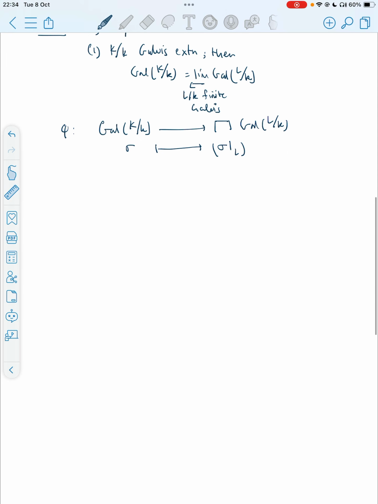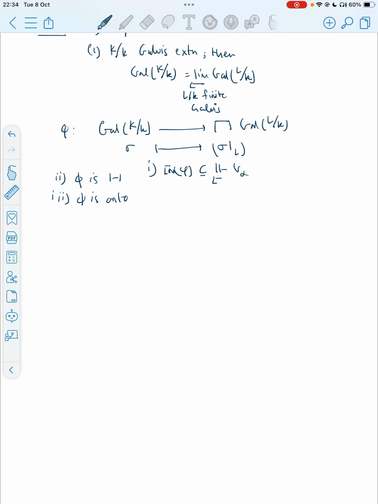And so there are a few things to do. This is 1.1. This is 1.2. And before everything, the image of this map is indeed inside the inverse limit.